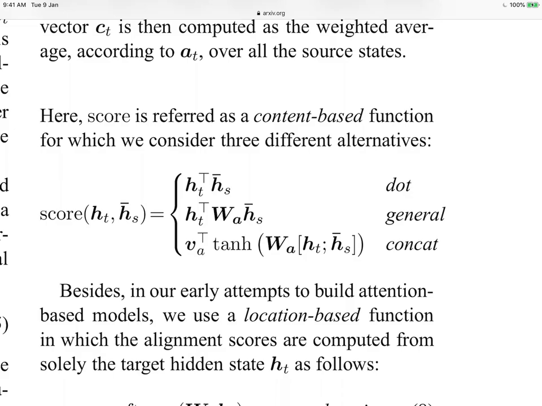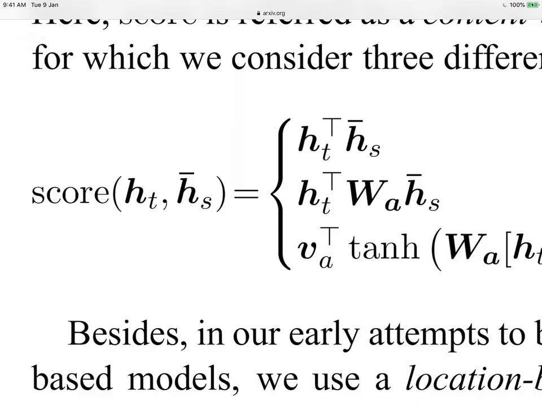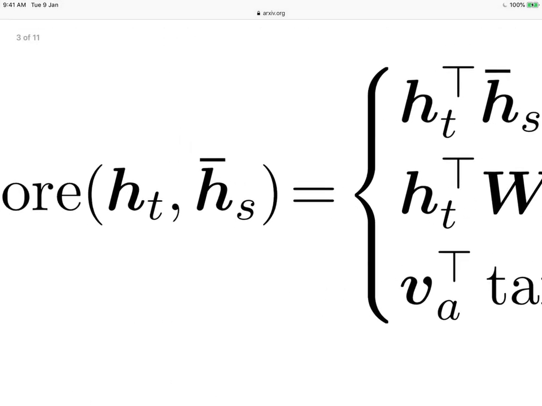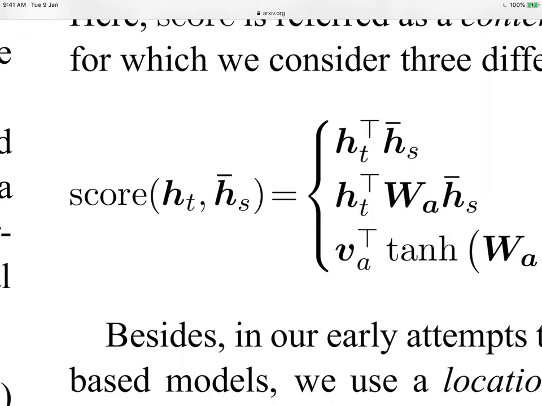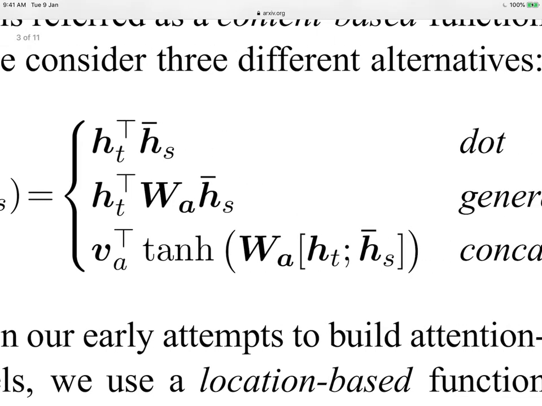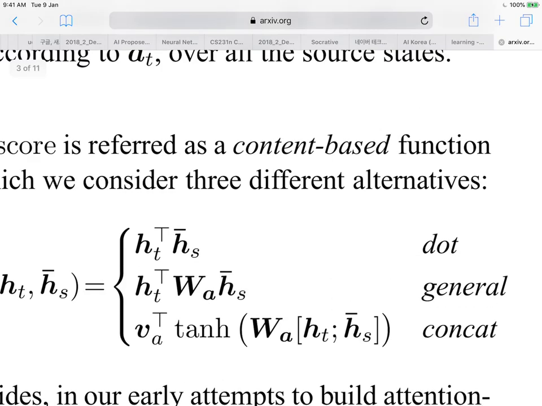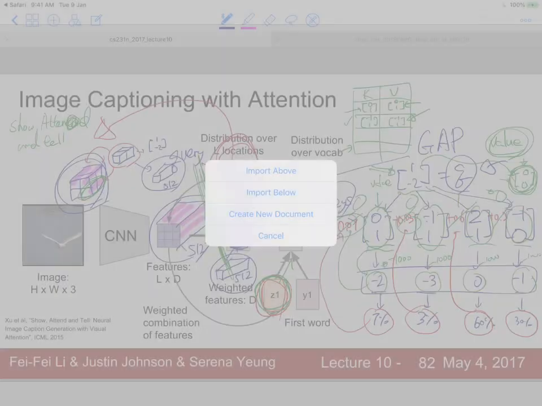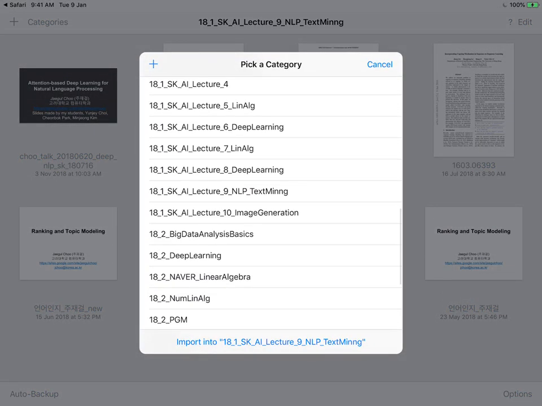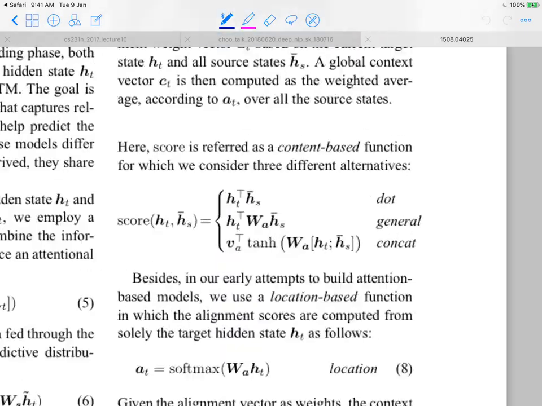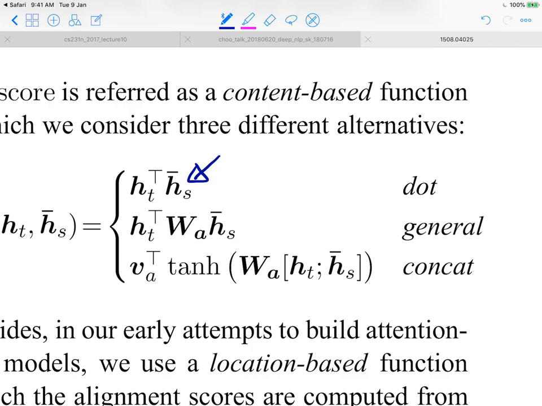So here, the score function, this h_t is a hidden state vector in the target decoding phase, right? So this first one, h_t, is our query vector, and this is one of the key vectors, which is a hidden state vector in the encoding output, right? The first one is the typical inner product, I mean the way of computing the inner product in order to compute the logit value or the similarity based on the inner product between this query and the key vector, right?